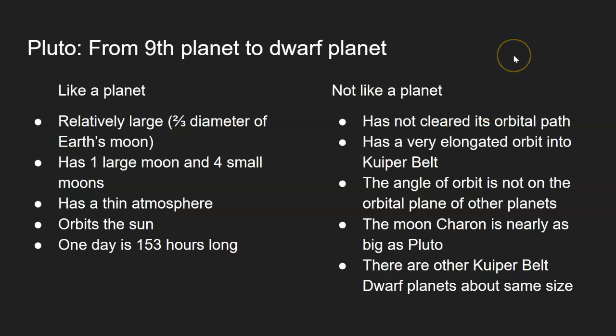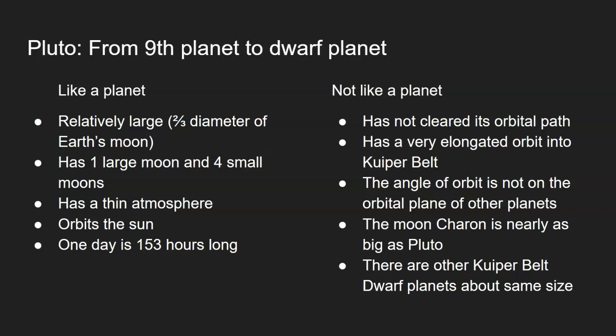So Pluto was a planet when I was young, but while I was in college, it went through a little bit of a change. It got declassified as a planet. The things that make it seem like a planet are that it's relatively large. It's only 2/3 the diameter of the Earth's moon, but it's still pretty big. It has one moon and 4 small moons. It has a very thin atmosphere, and it orbits the sun, and one day is 153 hours long, so it spins pretty slowly.